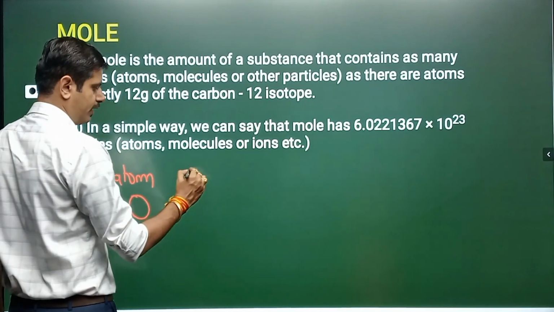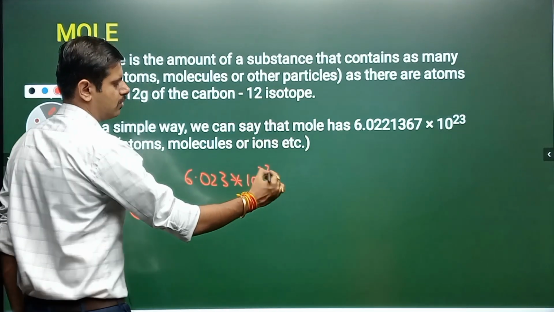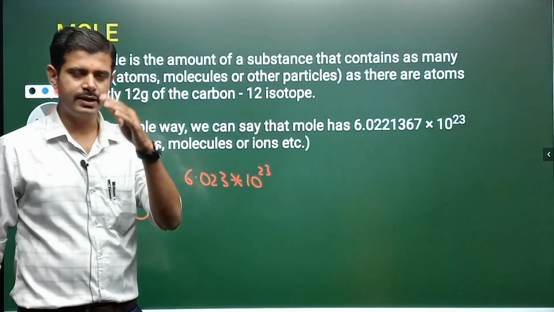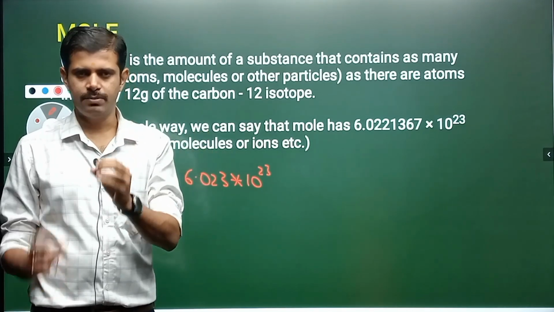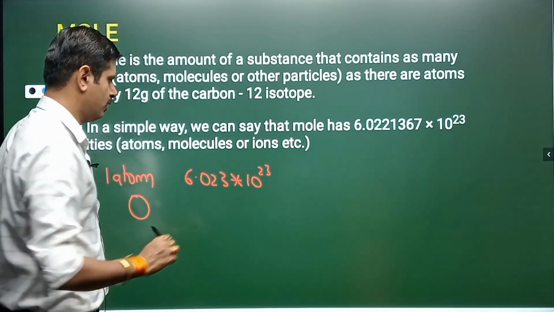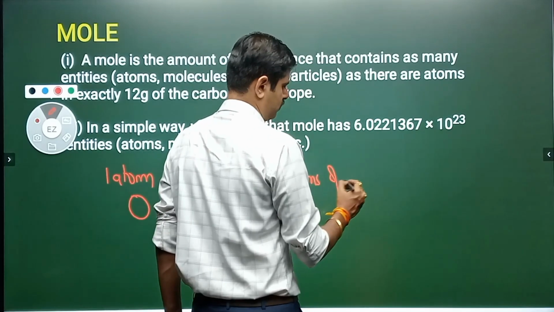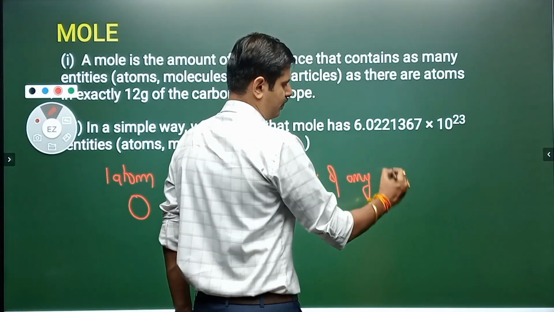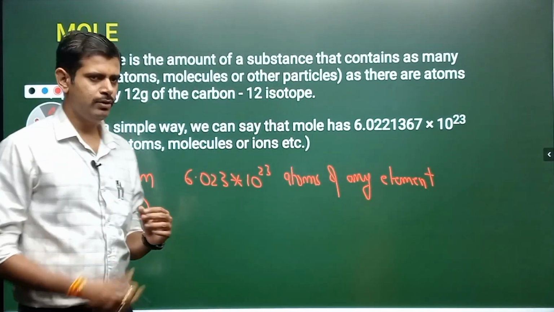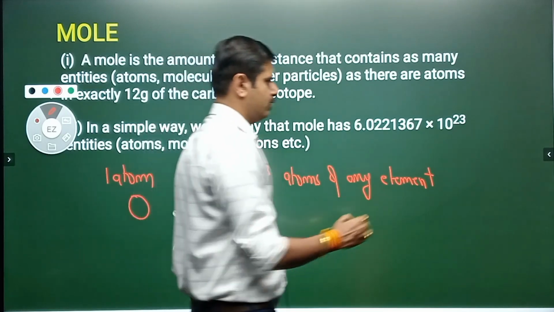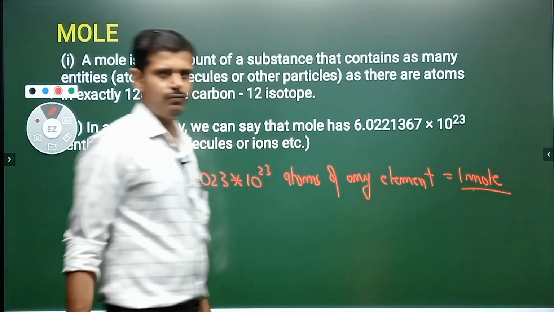Now for example, when you take 6.023 into 10 to the power of 23 atoms of any substance, it can be hydrogen, carbon, copper, aluminum, magnesium, any substance, any element you take, okay, 6.023 into 10 to the power of 23 atoms of any element will give 1 mole.